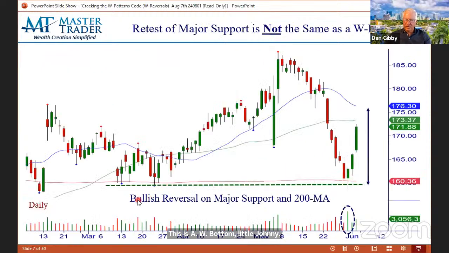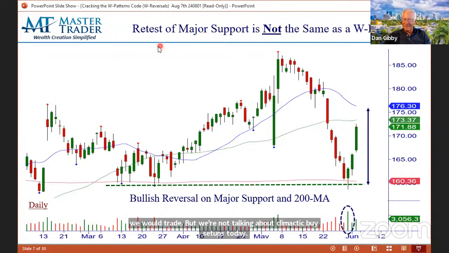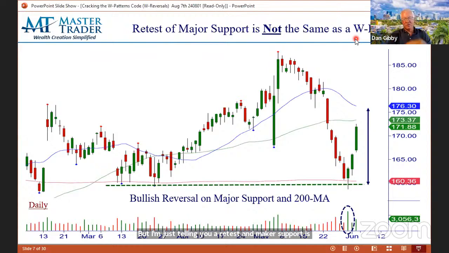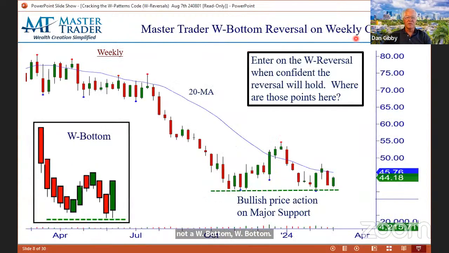I call this a bullish reversal on major support, and the 200 happens to be here too. So this is a climactic buy setup that we would trade, but we're not talking about climactic buy setups today. I'm just telling you, a retest of major support is not a W bottom. A W bottom is those pictures we just spent 10 minutes talking about. So for the rest of the time here, we're going to go through as many examples as we can. We always save time around 12:45 to look at real charts.